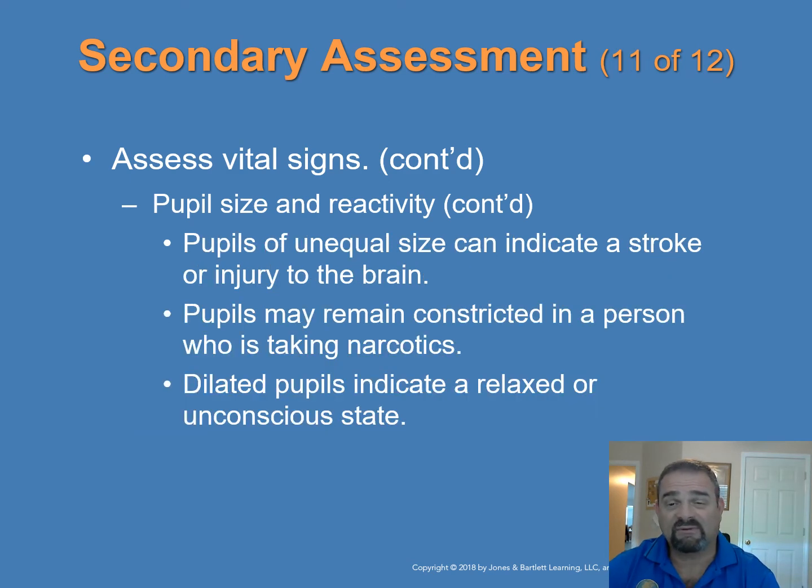All right, pupils of unequal size can indicate stroke or injury to the brain. Pupils that remain constricted indicate a person who's taking narcotics, like we mentioned earlier, and also alcohol too. Anything that's a CNS depressant. Dilated pupils indicate a relaxed or an unconscious state. It would also suggest that they could be taking some kind of stimulants as well.